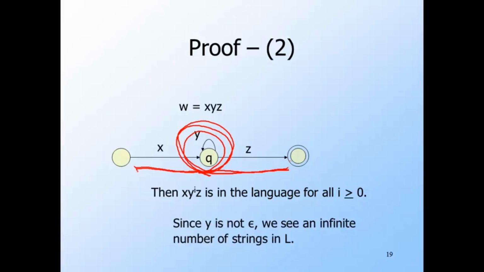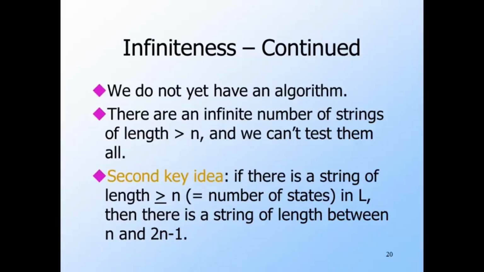Remember that Y cannot be empty, so all these accepted strings are different. Thus the DFA accepts an infinite number of strings, one for each I. Remember, we still do not have an algorithm because we can't test the infinite number of strings of length equal to or greater than n. However, we don't have to, because it is sufficient to test strings of length between n and 2n minus 1, and there are a finite number of such strings. When we prove this statement, we shall at least have an algorithm, although it is a rather time-consuming one.